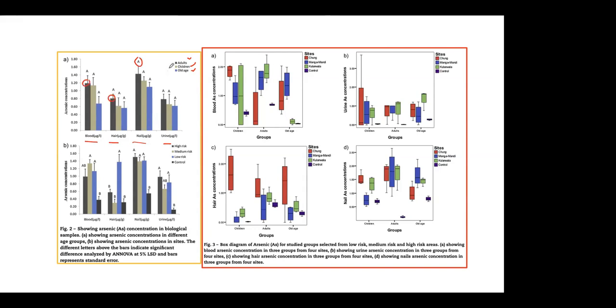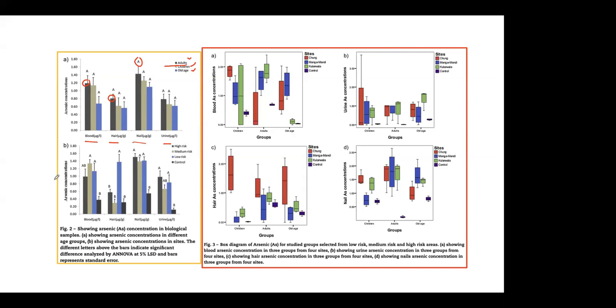However, in the hair samples, the adults, as compared to the children and the old age people, are highly contaminated and have a risk for arsenic. So then we determined the risk for arsenic contamination, and which sample has more risk for arsenic, such as blood, hair, nail, or the urine sample.